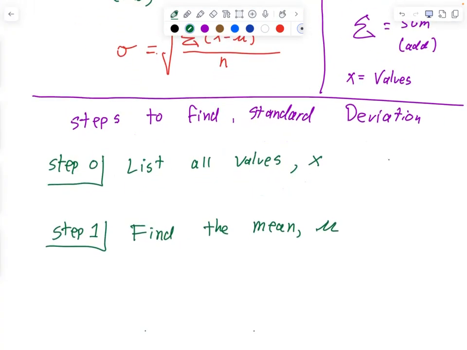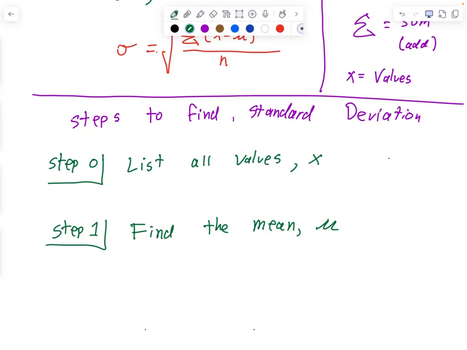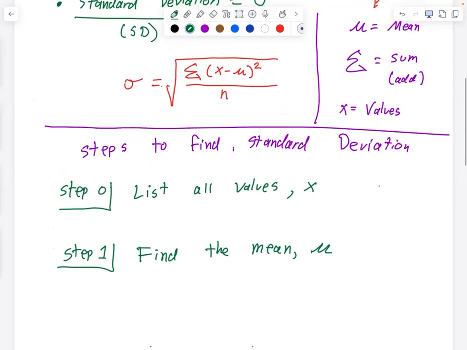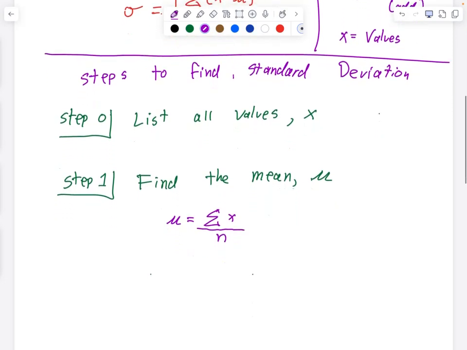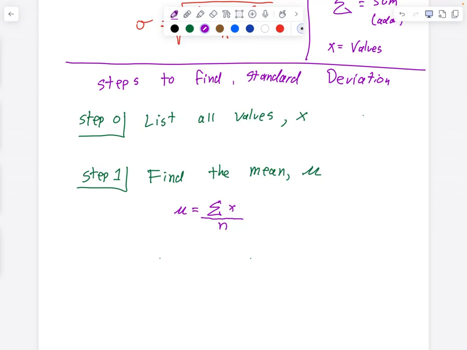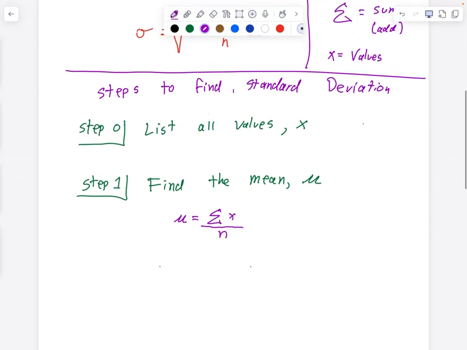Okay, guys, make yourself a note on your paper. You can draw an arrow pointing to the squiggly E and remind yourself that it's just a word that means to add up all the values. Add values, then divide by amount. So that's how we find the mean.